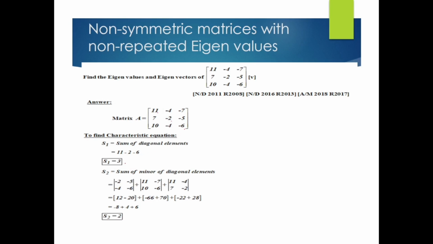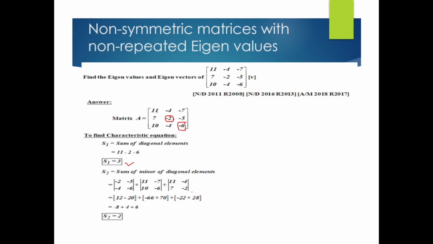Next, S2 is the sum of minors of diagonal elements. The first diagonal element is 11. As I explained earlier, leaving its row and column, the determinant is minus 2, minus 5, minus 4, minus 6. Next, take the next diagonal element, minus 2. When I leave the corresponding row and column, I get 11, minus 7, 10, minus 6. Plus the next diagonal element, minus 6. Leaving the corresponding row and column, you get 11, minus 4, 7, minus 2. Now just expand these determinants.